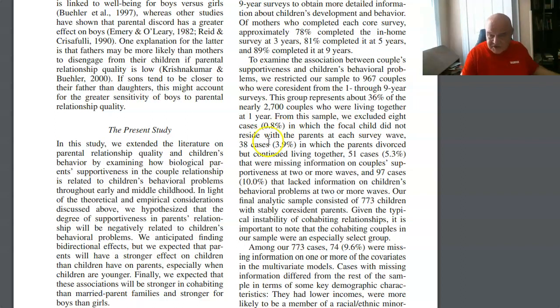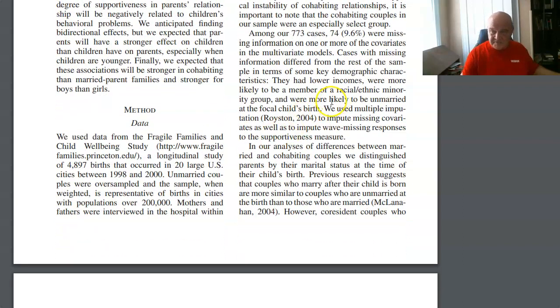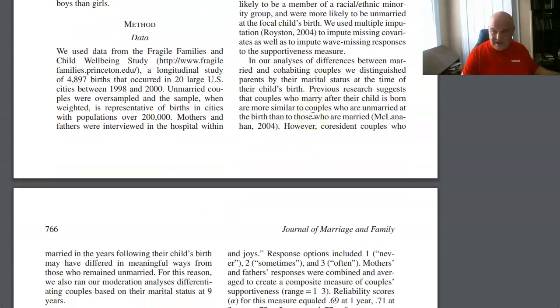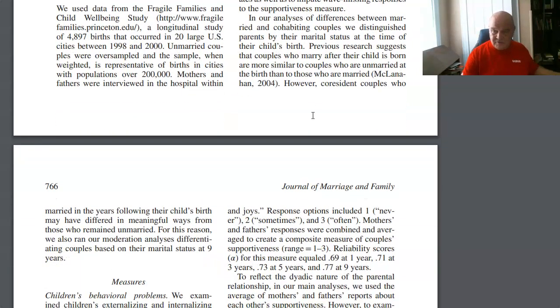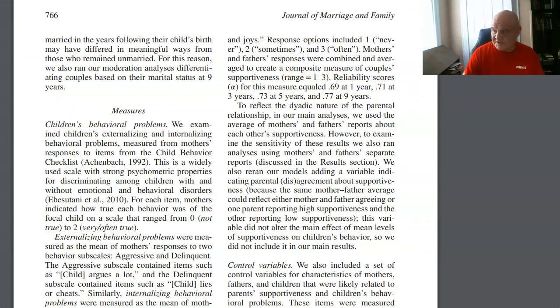Okay, and then they talked about how they constructed their sample. Okay, cases where missing information was deleted from the case. Okay, so here you read down and you see what they did. Okay, but we distinguish parents by their marital status at the time of birth. Previous research suggested couples who marry after a child was born are more similar to couples who are unmarried.